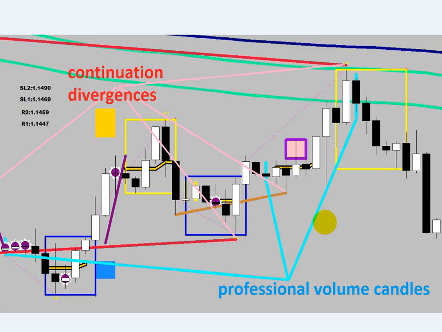So that's one thing that is helpful. Another thing that is helpful and is freely available on my blog is this cyan shading behind these 3 candles, which would show professional volumes, indicate professional activity.